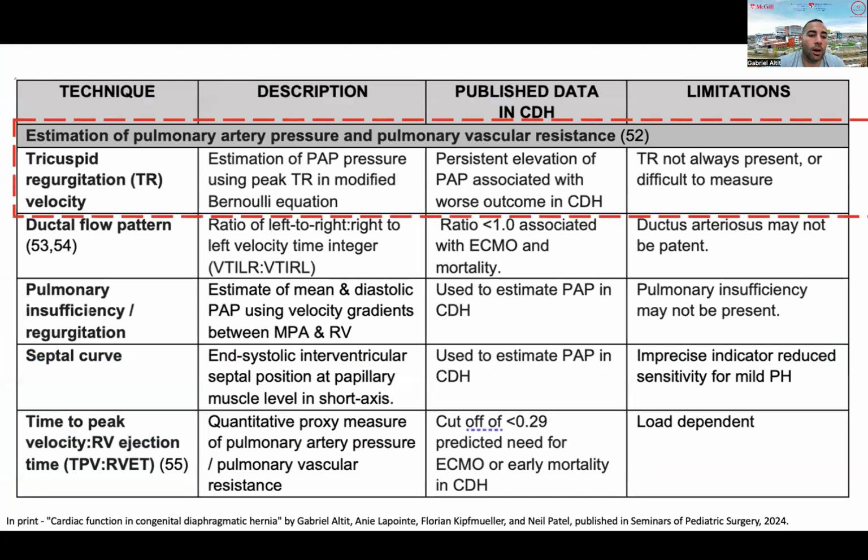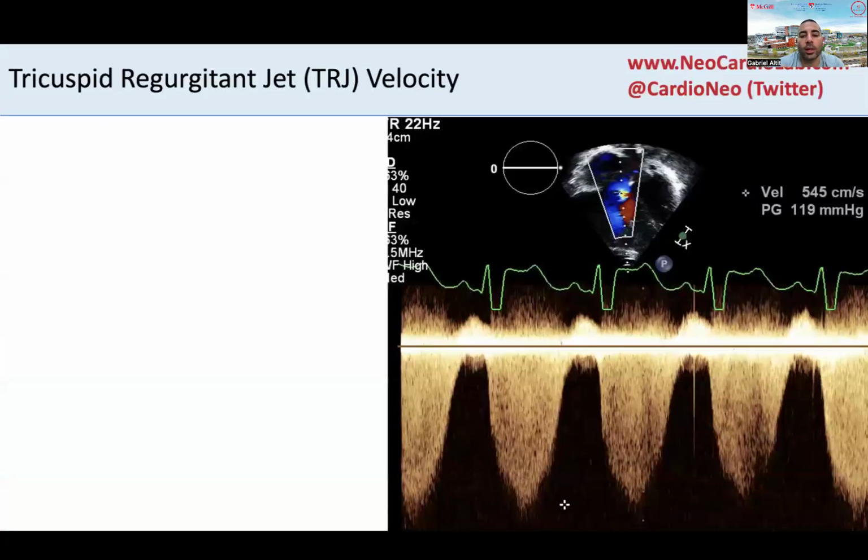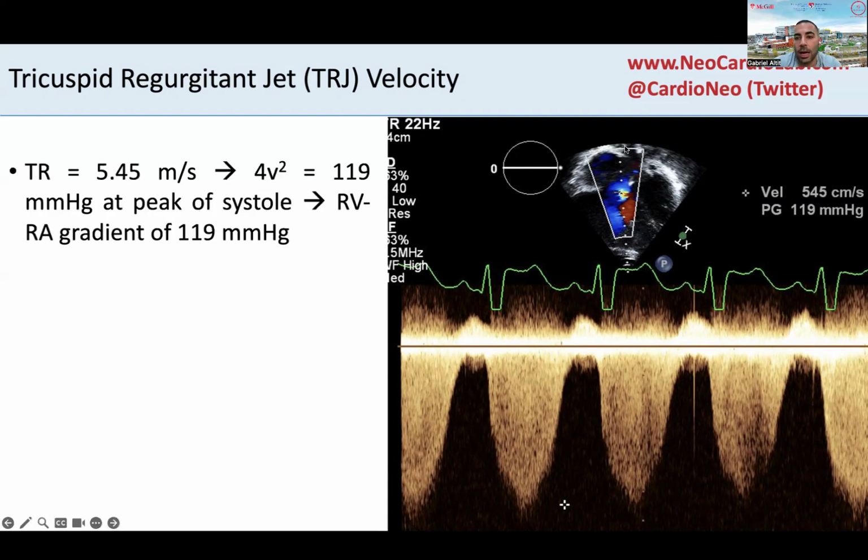So key concepts are, first, we would like to assess PA pressure, or pulmonary vascular resistance, or at least PA pressure as an indicator of pulmonary vascular resistance. One of the common ones is tricuspid regurgitation. When you do have tricuspid regurgitation, you get a flow that's created from the RV to the right atrium. And this flow occurs at the peak of systole. So you get an estimate of the peak systolic velocity between the right ventricle and the right atrium.